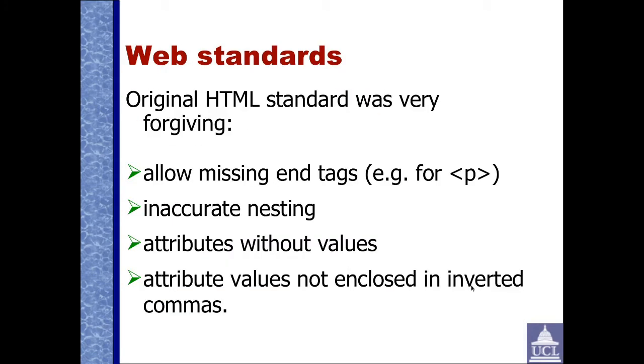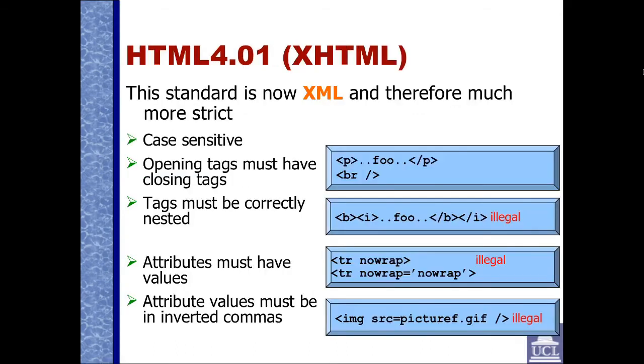Now, the original HTML standards were really very forgiving. They allowed for missing end tags, so for example, you could just separate paragraphs using a P tag without a closing tag. I said with XML how inaccurate nesting was not allowed. Well, in the web standards it was. It allowed attributes without values, and it also allowed the attribute values to be there without inverted commas around them. So all of these things meant that the HTML standards were not the same as XML. They were not compatible with XML.